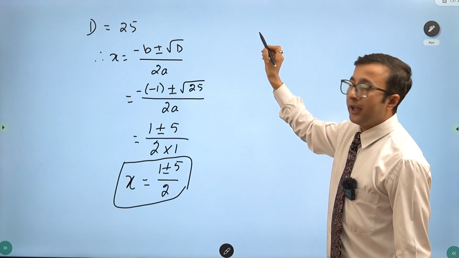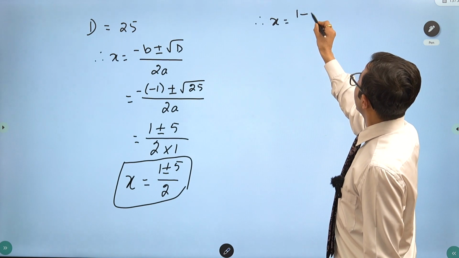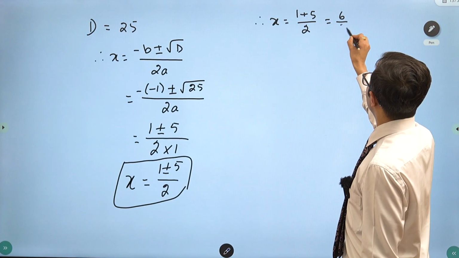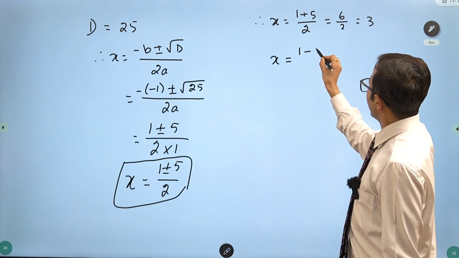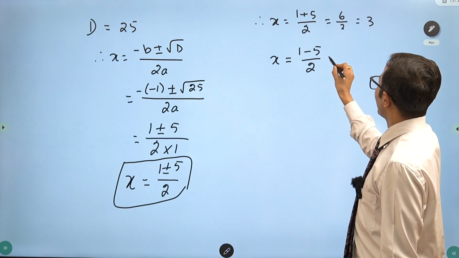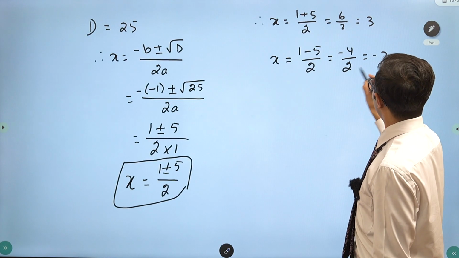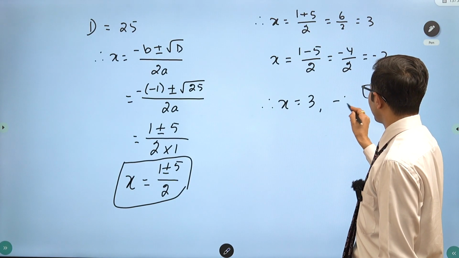Now if you take the plus sign here, you will get one of the roots, that is 1 plus 5 divided by 2, which is 6 divided by 2, equal to 3. And if you take the minus, then you will get the other root, that is minus 4 divided by 2, which is equal to minus 2. Look here, the values of x are 3 and minus 2.